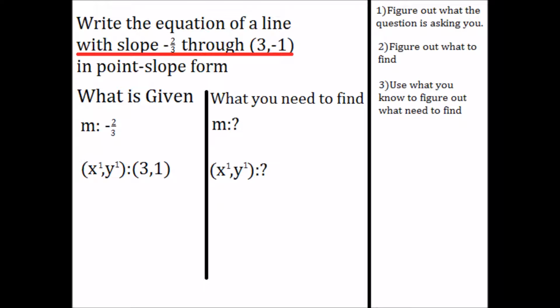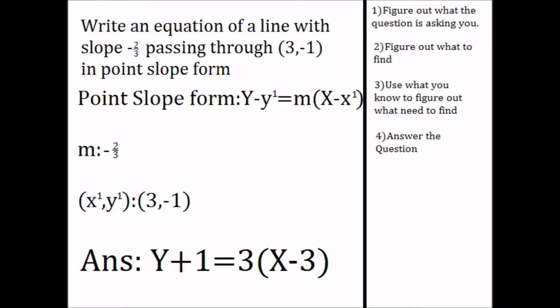So what's given to you from the question is that the slope is negative 2/3 and that x1 and y1 are 3 and -1. Well, the question gives you exactly what you need to find. So now all you need to do is answer the question.